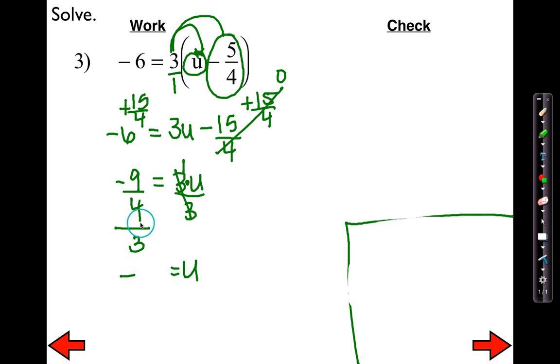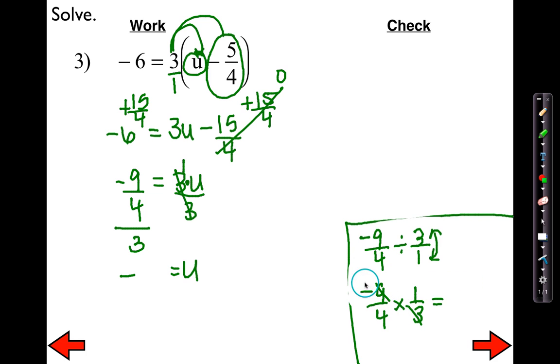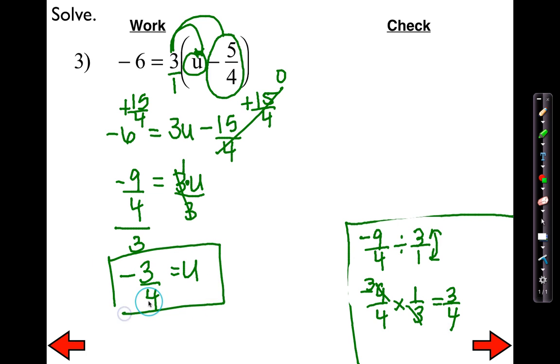And I'm going to work it out. Notice I'm going to read it in order. First comes the negative 9/4, and then I'm dividing it by 3. So we're going to put 3 over 1. So now it's going to be rewritten as 9/4 times the reciprocal of that, which is 1/3. I can cross reduce, leaving me with 3/4. And I already have my sign written there. But before I claim that this is my actual solution, it's always a good idea to check our work. So let's do that first.